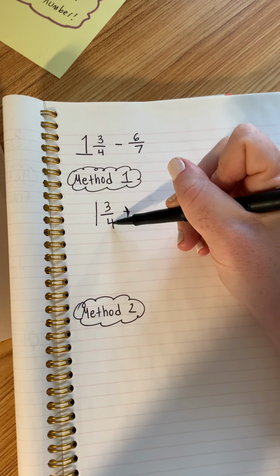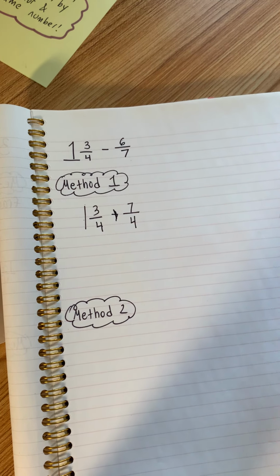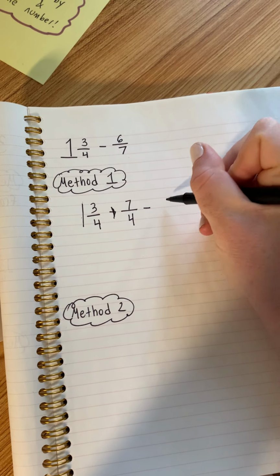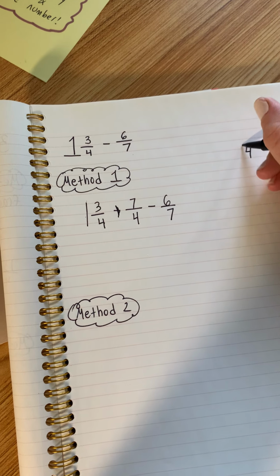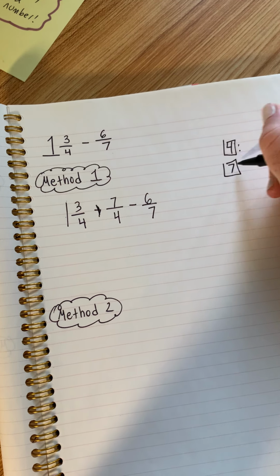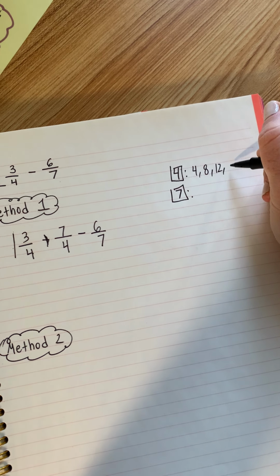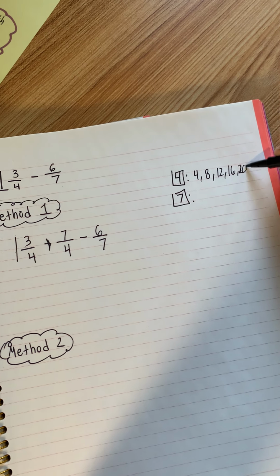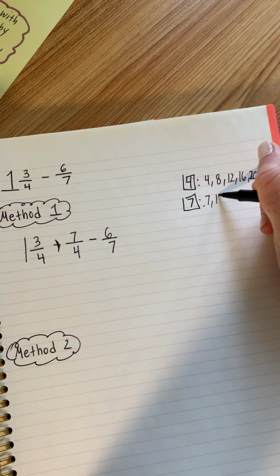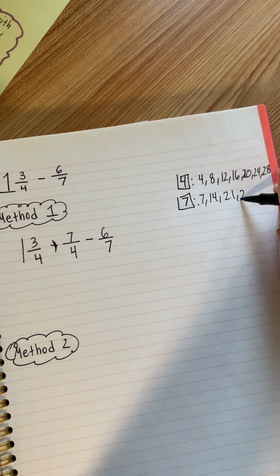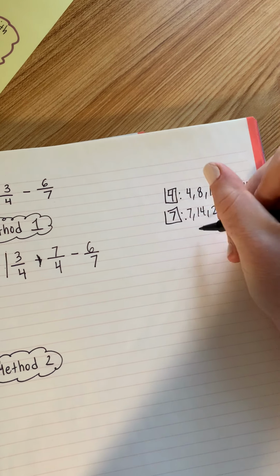So 1 times 4 is 4. 4 plus 3 is 7. So this turns into 7/4. So I'm really just doing 7/4 minus 6/7. So now I'm going to skip count to find a common denominator. Skip count by 4: 4, 8, 12, 16, 20, 24, 28. Let's skip count by 7: 7, 14, 21, 28. So I can see the least common denominator is 28.